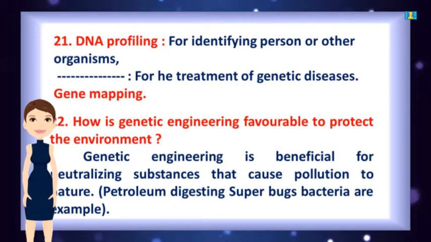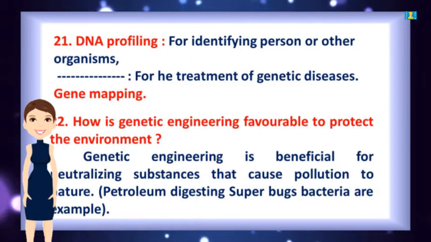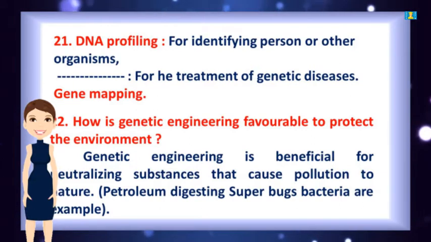DNA profiling for identifying person or other organisms. Dash for the treatment of genetic diseases. Answer is gene mapping. How is genetic engineering favorable to protect the environment? Genetic engineering is beneficial for neutralizing substances that cause pollution to nature. Petroleum digesting superbug bacteria are an example.